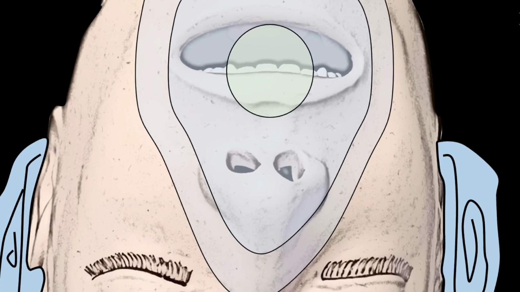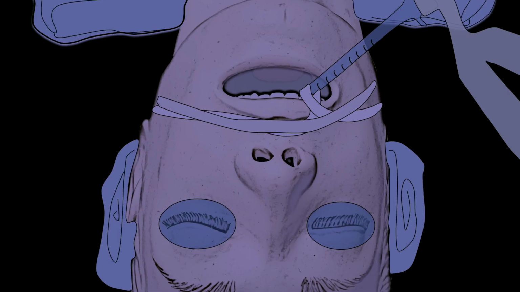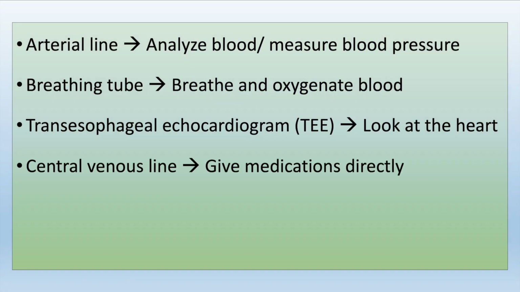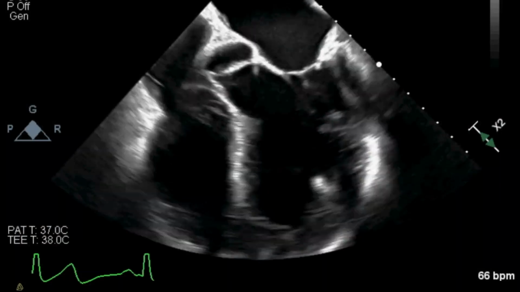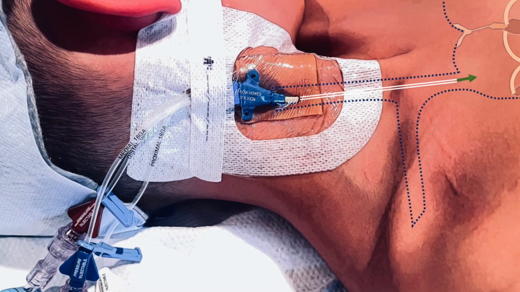We then give you oxygen and get you under general anesthesia with the medications we give you through your IV. Once under, we place a breathing tube, transesophageal echo probe, and a central venous line. While the breathing tube breathes and oxygenates your blood, the echo probe allows us to see the heart in real time, and the central venous line, usually placed in the vein of the neck, allows us to give medications directly into the heart.